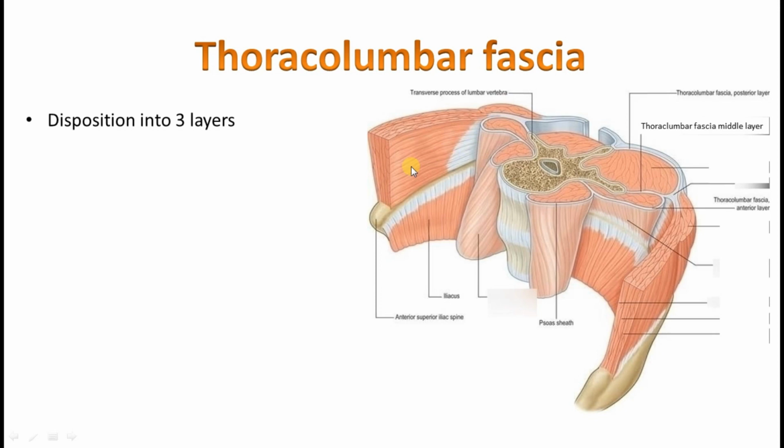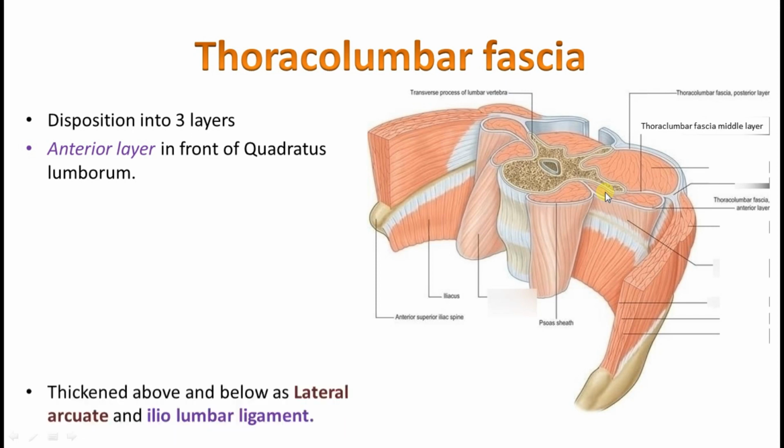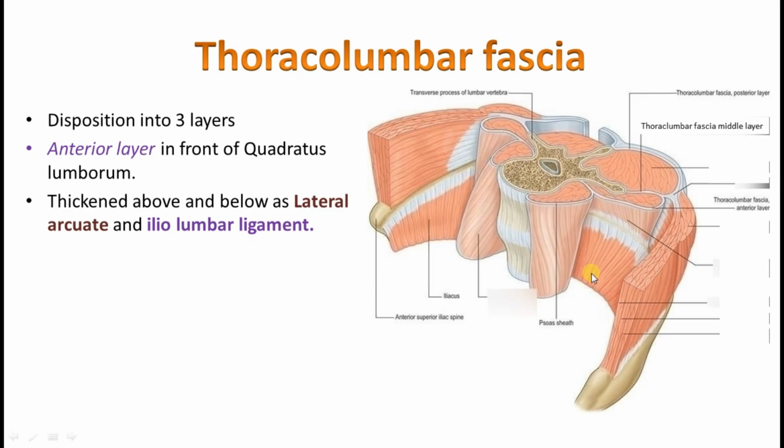This is the transversus abdominis muscle, so the fascia covering this will be the fascia transversalis. Okay, that is the anterior layer which I told you. Medially it merges with the psoas fascia. Above it thickens to form the lateral arcuate ligament, which extends from the transverse process of L1 to the 12th rib, and below it thickens to form the iliolumbar ligament.